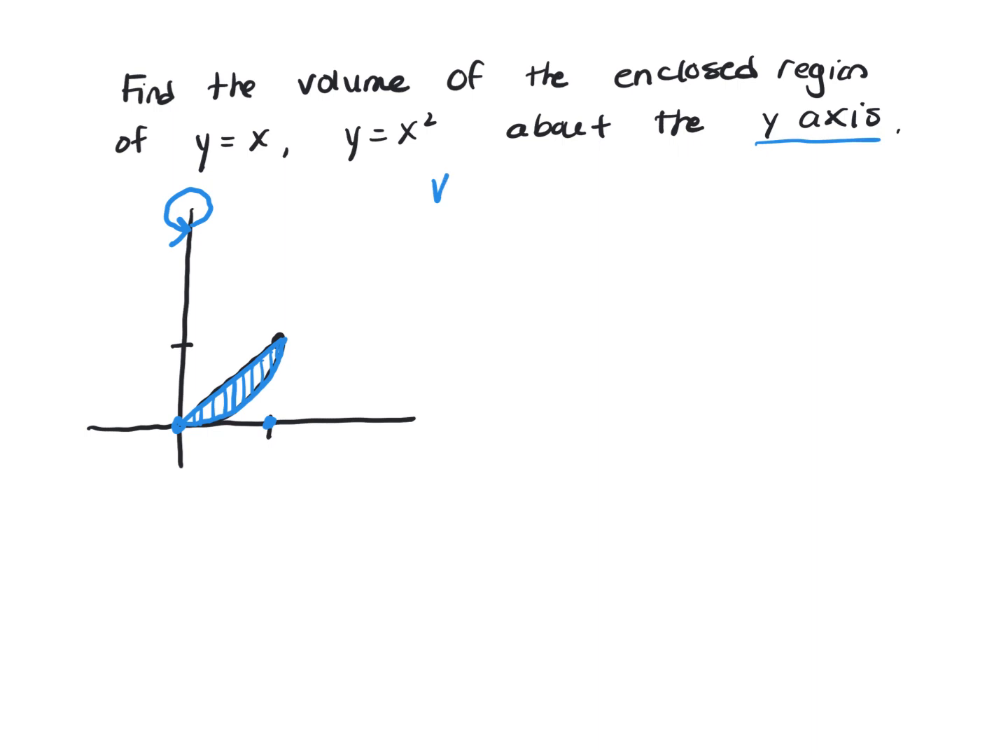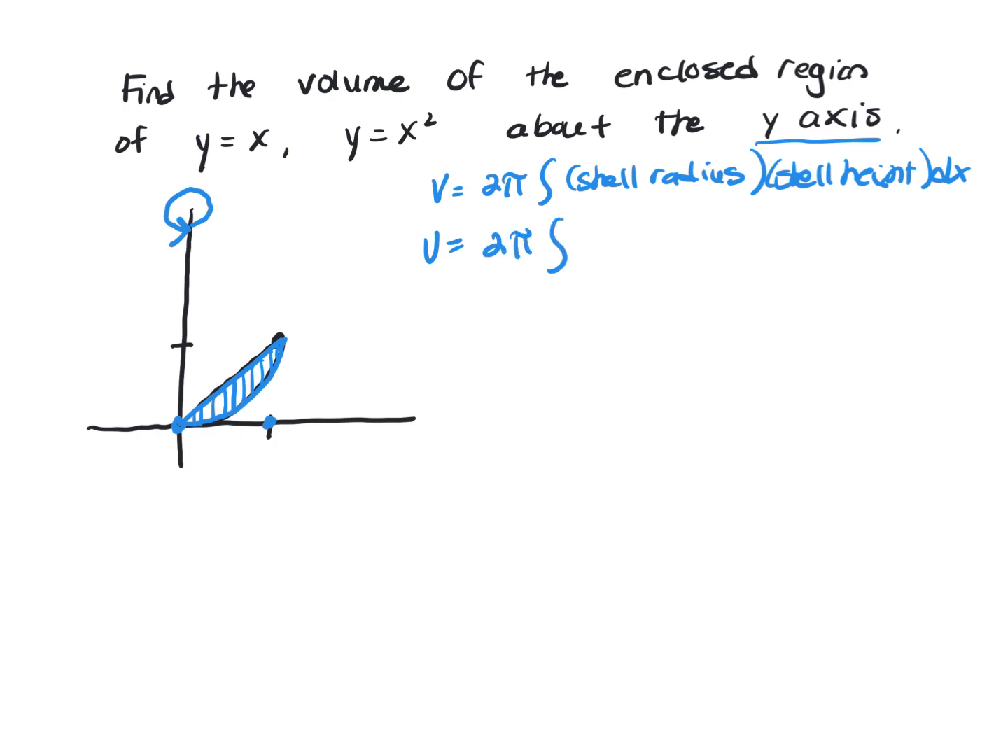Now the formula is volume equals 2 pi integral shell radius times the shell height dx. So volume equals 2 pi. My integral will go between 0 and 1. The shell radius.